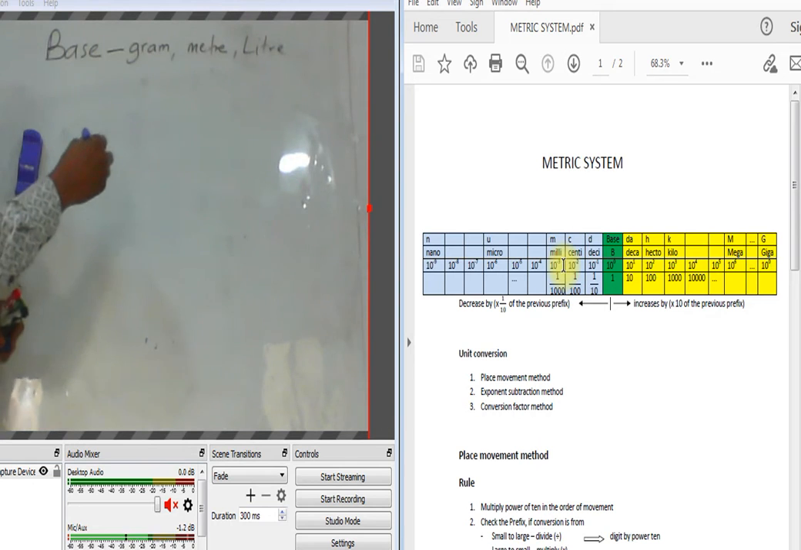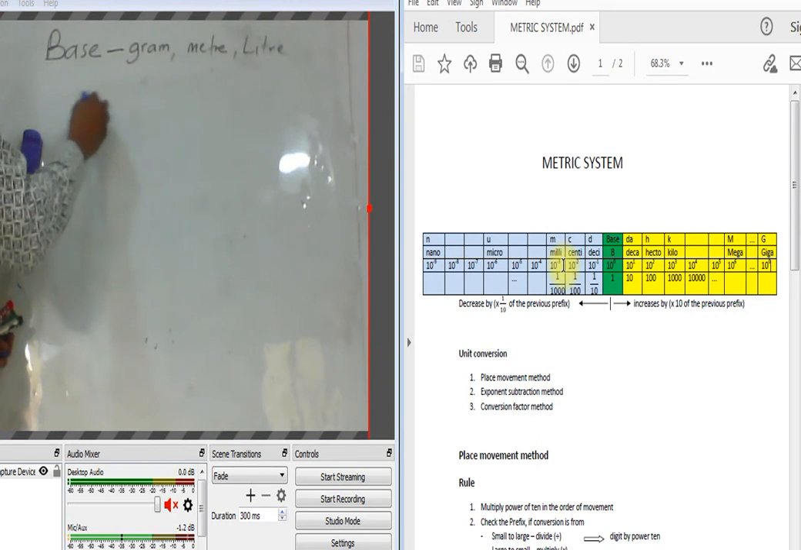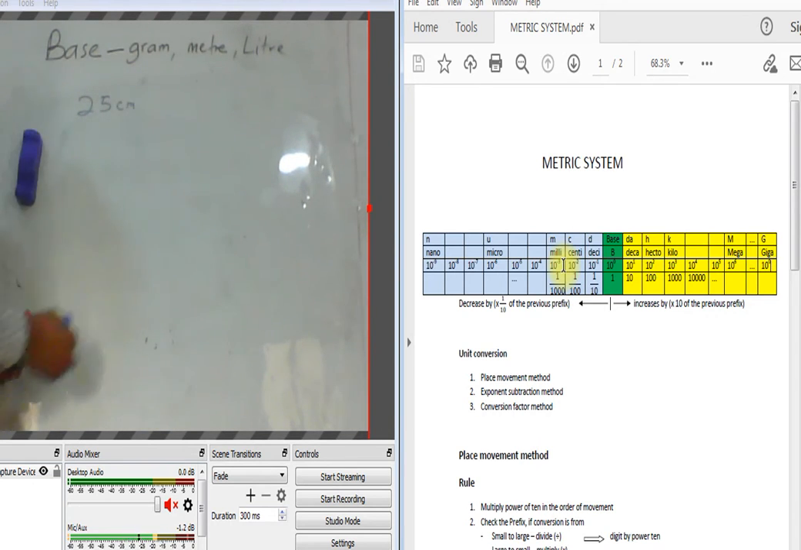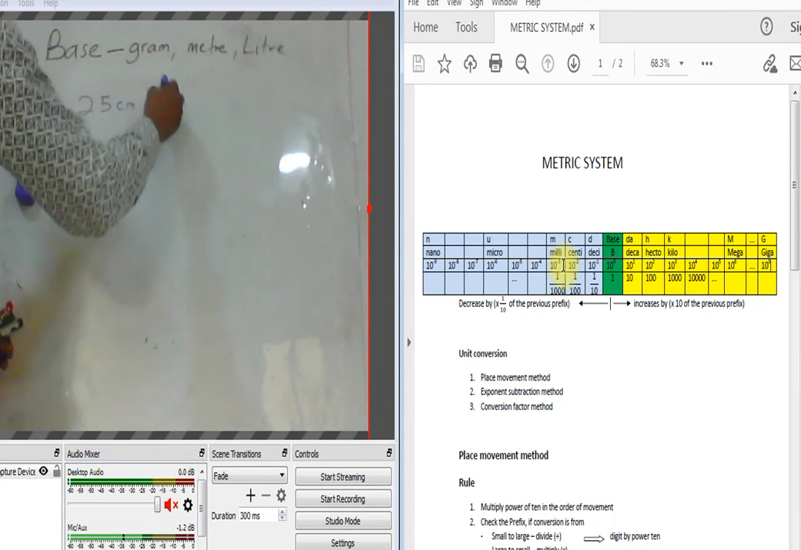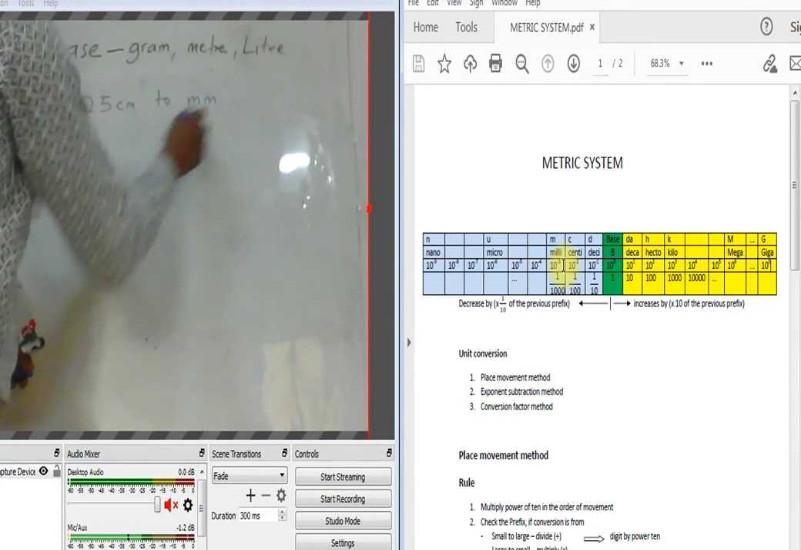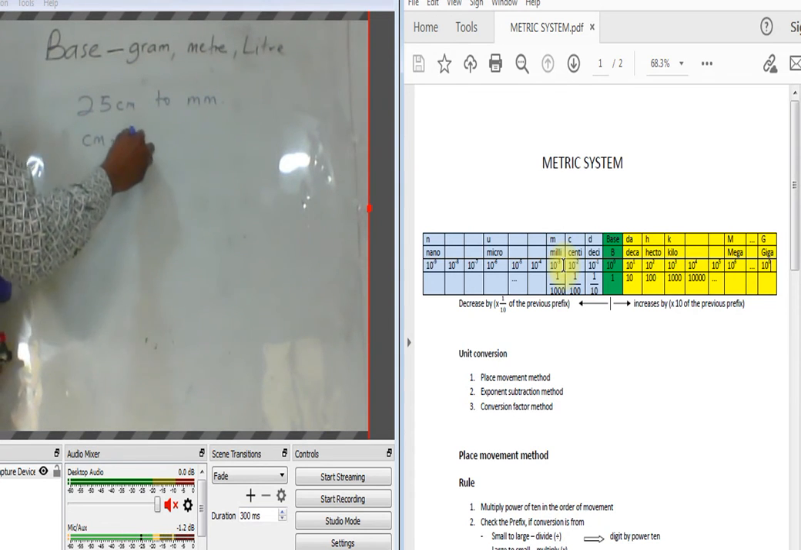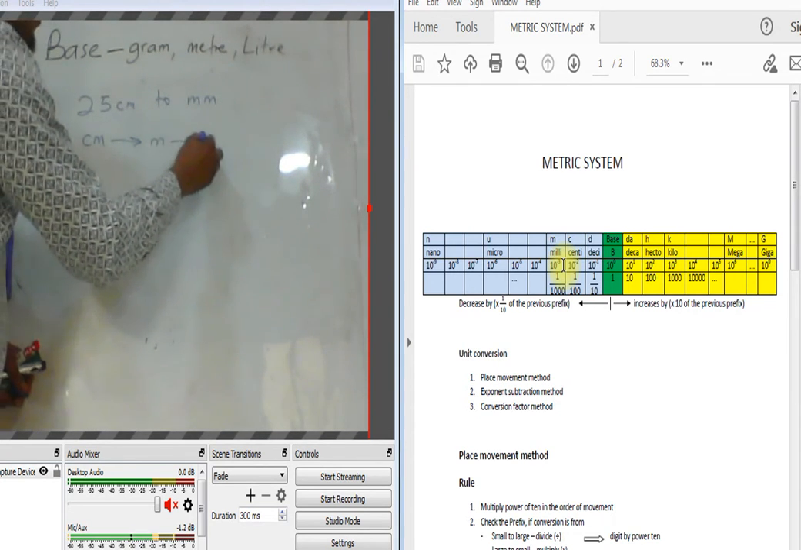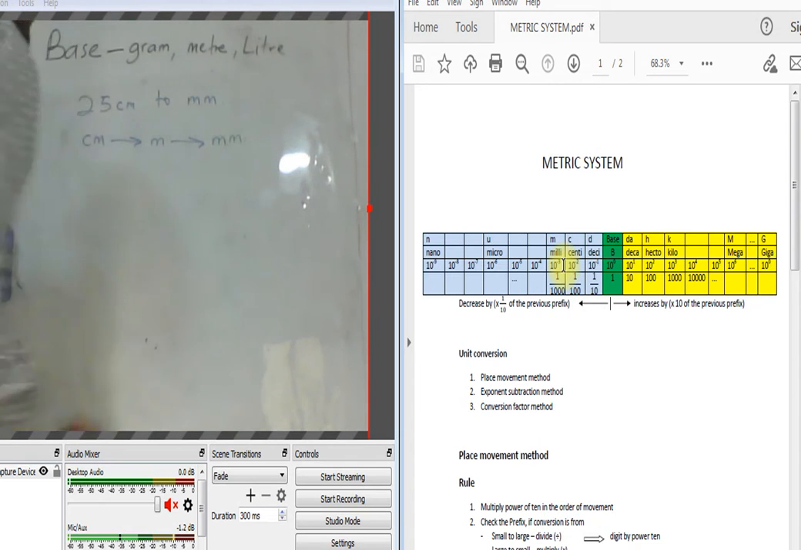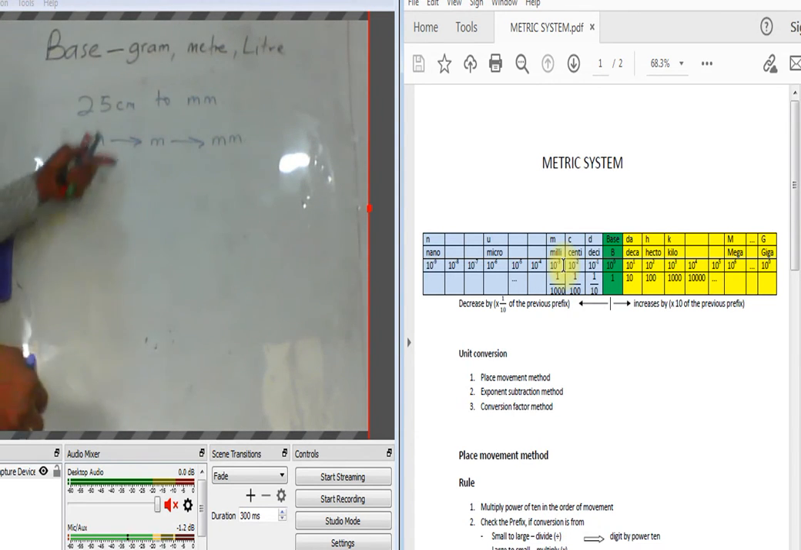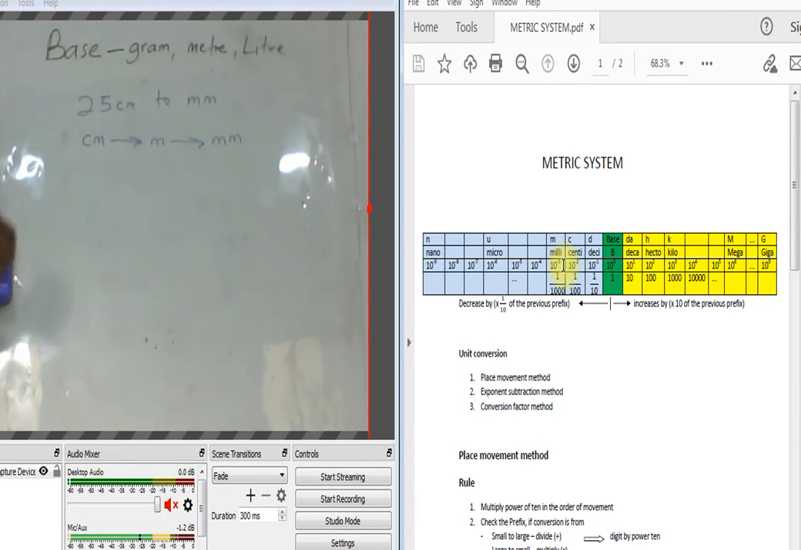Let's convert 25 centimeter to millimeter. Like I said, the rule is from centimeter you have to take it to meter first, then you have to take it to millimeter. I'm familiar with centimeter to meter, it's not a problem. So I know that 1 meter equals 100 centimeter.